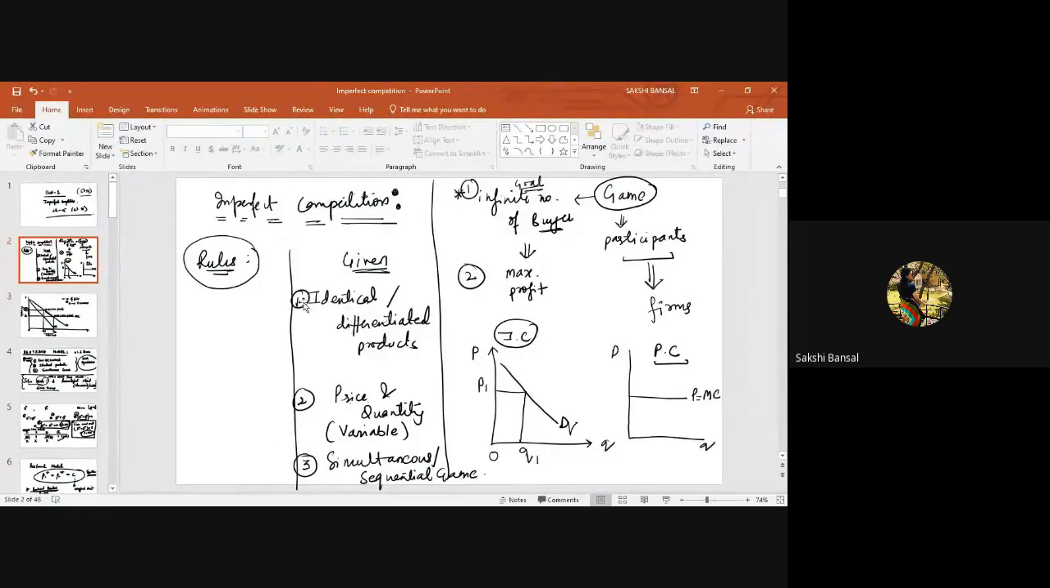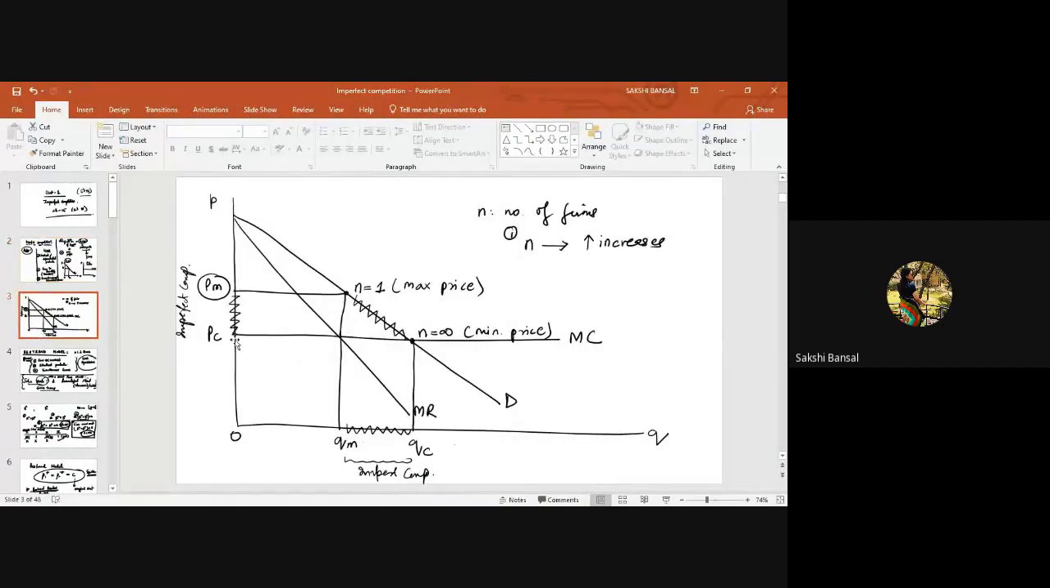We have three different things. First, identical or differentiated products. Second, I can take price as my variable or quantity as my variable. Third, we can play a simultaneous game or a sequential game. Now we need to determine the rules for the game.